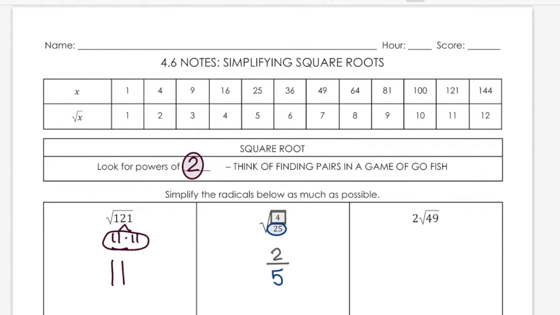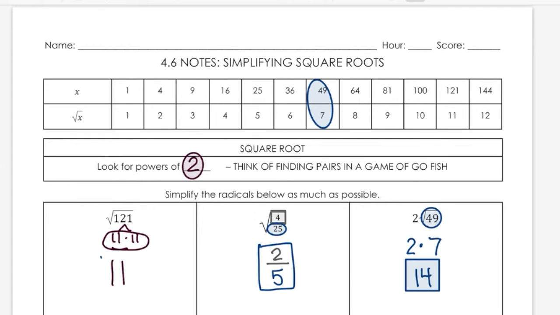Let's do the third one. This one has a 2 in front, so that 2 that's already in front is going to stay there, and it's going to get multiplied by whatever the square root is. So then I'm doing the square root of 49, which if I go look on my list, the square root of 49 is 7. And 2 times 7 is 14. Make sure you have the 3 of those before I move down.